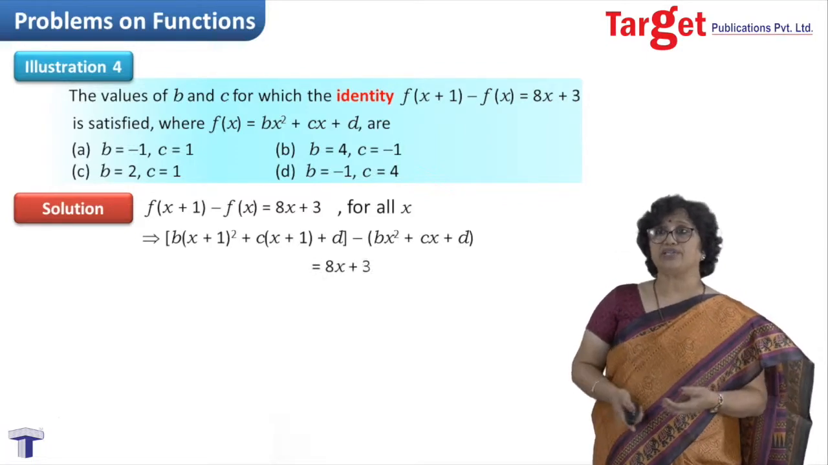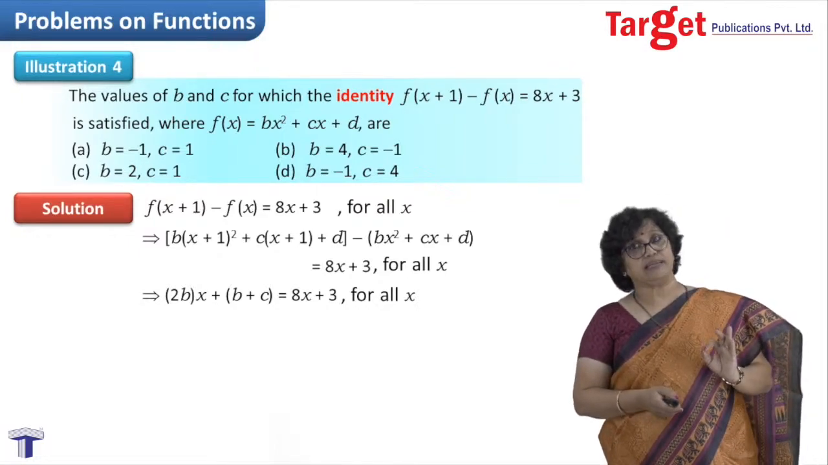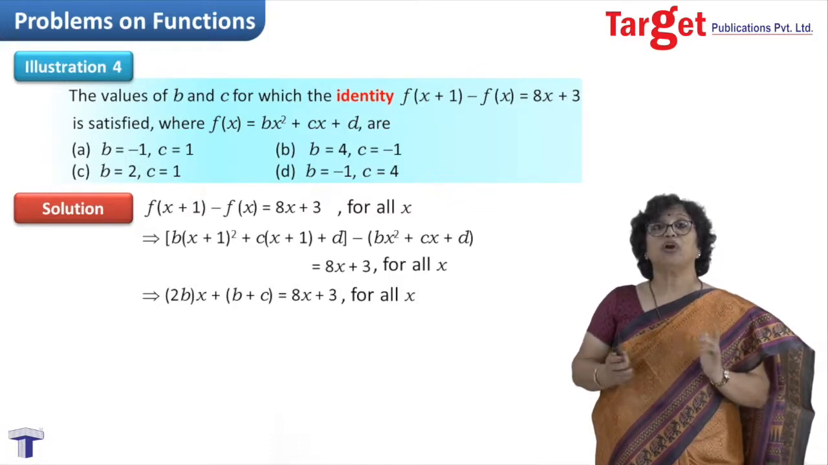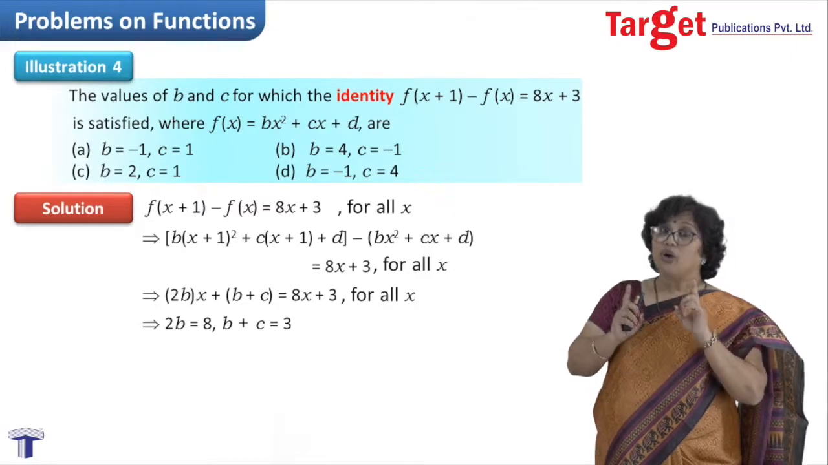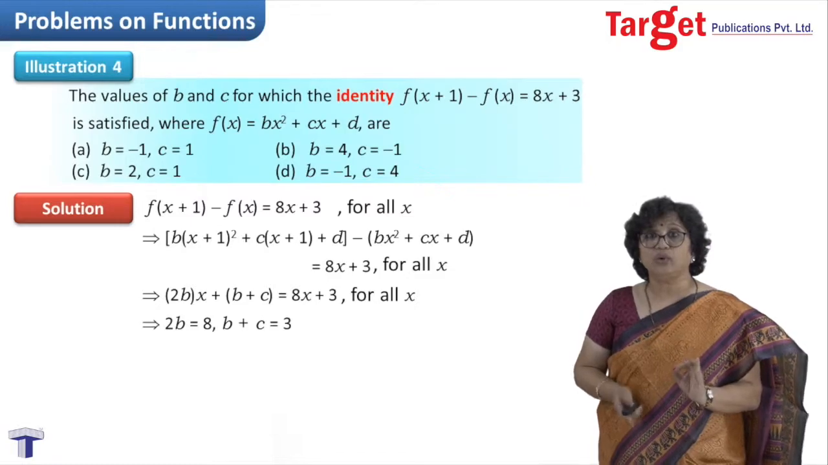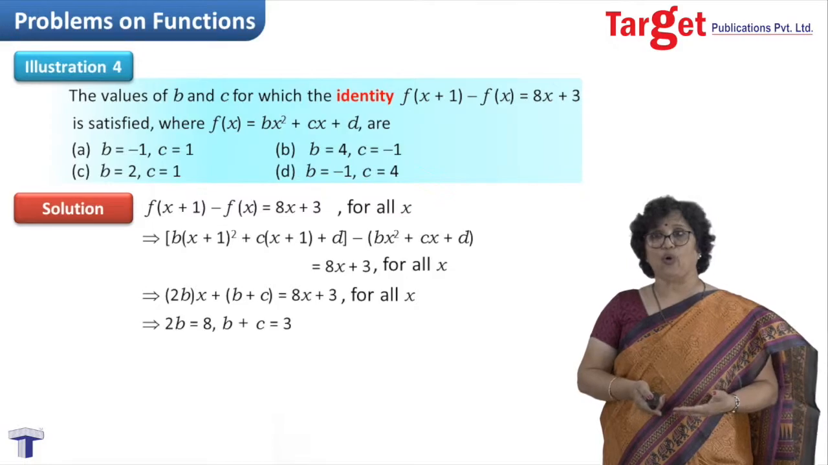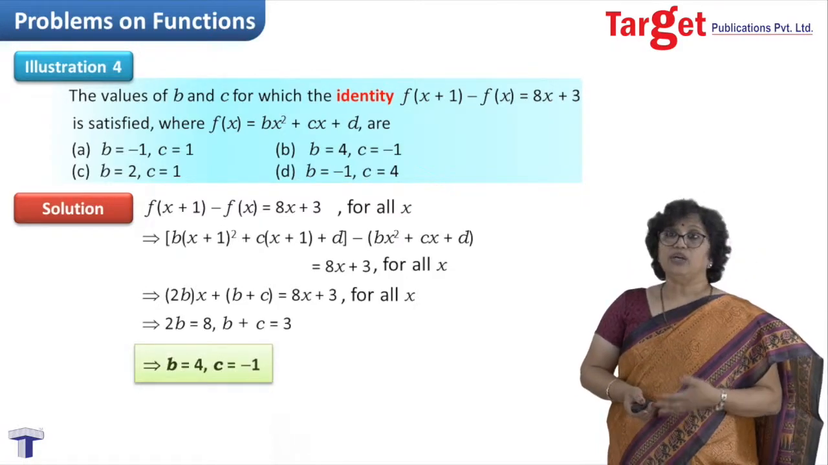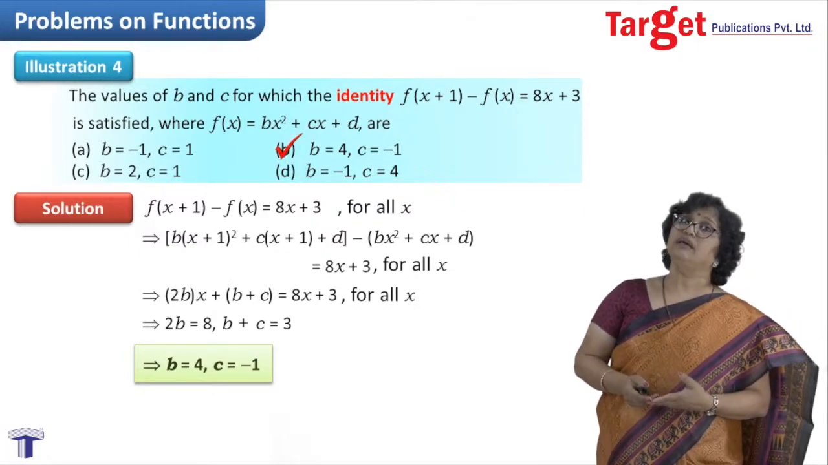So when you make the simplification, you will be getting nothing but 2bx plus b plus c equal to 8x plus 3. Mind you, please, this statement is true for all x. The moment I say it is true for all x, the coefficients of x on two sides must match and the constant terms must match. And that will lead to 2b equal to 8 and b plus c equal to 3. 2b equal to 8 means b is 4. Substitute that and get your c also. And that turns out to be minus 1. So b equal to 4 and c equal to minus 1 is the correct option. And it is nothing but B.